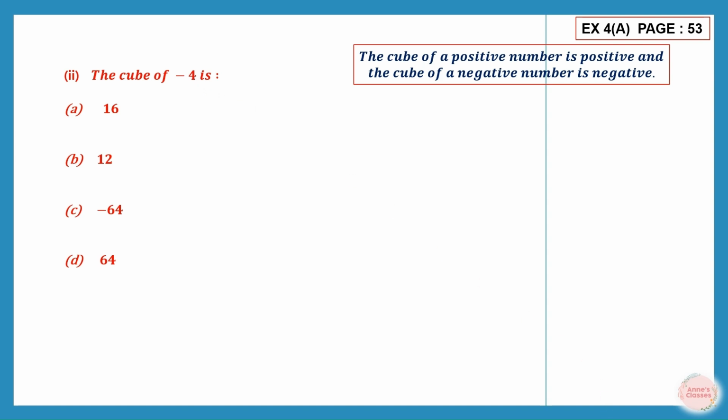So when we say minus 4 cube, we can write this as minus, because we know the answer is going to be negative, and multiply only the number, that is 4 into 4 into 4. So this is minus 4 fours are 16, 16 fours are 64. So the answer here is minus 64. Which option is that? That is option C. Option C is minus 64. So this is our answer.